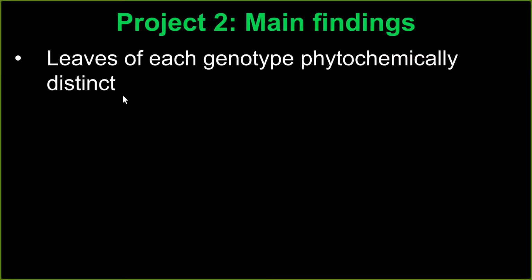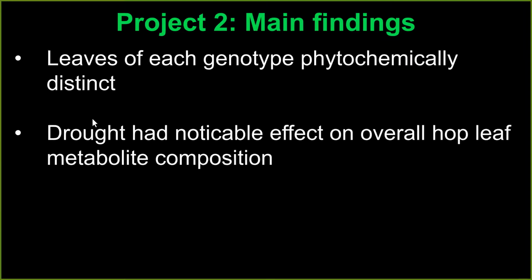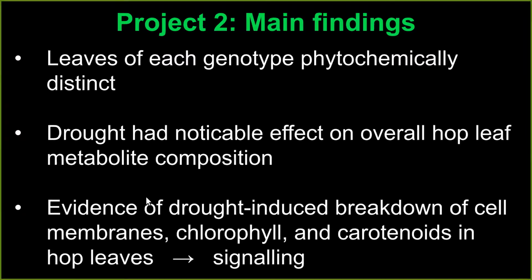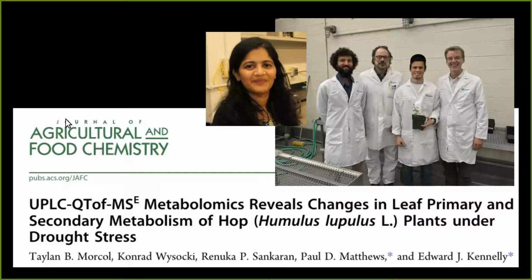So to summarize the findings of this project, the leaves of each genotype were phytochemically distinct. Despite that, the drought treatment still did have some noticeable effect on the overall metabolite composition, as well as on specific compounds, which served as evidence of not only breakdown of different components of the plant cells, but also compounds involved in signaling, so in stress signaling in plants. And again, as Dr. Connelly mentioned, we published these in Journal of Agricultural and Food Chemistry last year.